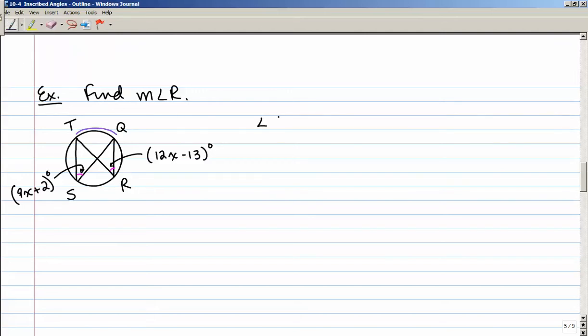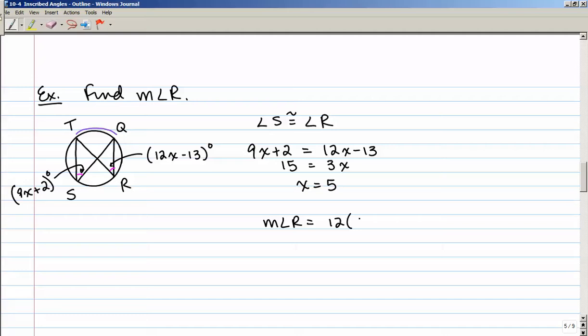So I can say angle S is congruent to angle R, or 9x plus 2 is equal to 12x minus 13, or 3x equals 15, or x equals 5. And I had to find the measure of angle R, so plugging that back in. So 12 times 5 minus 13 is going to give me 47 degrees. So the measure of angle R is 47 degrees, as is the measure of angle S also.